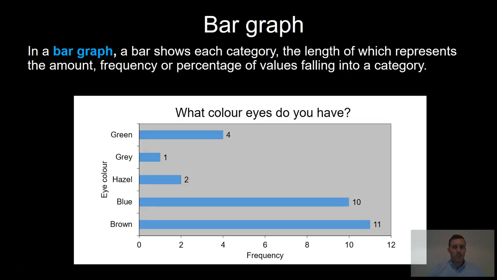In a bar graph, a bar shows each category, the length of which represents the amount, frequency or percentage of values falling into a category. It's exactly the same as a column graph. However, a column graph has limited space in the category axis along the bottom. So when your data labels are long, in this case they're not too long because we've got the colour of the eyes, the category axis may look cluttered. If those categories were long names, it would look very cluttered to have them on the horizontal axis. In this case, we turn the graph on its side, which turns it into a bar graph. That's how you reduce the clutter of a graph when you've got large names.